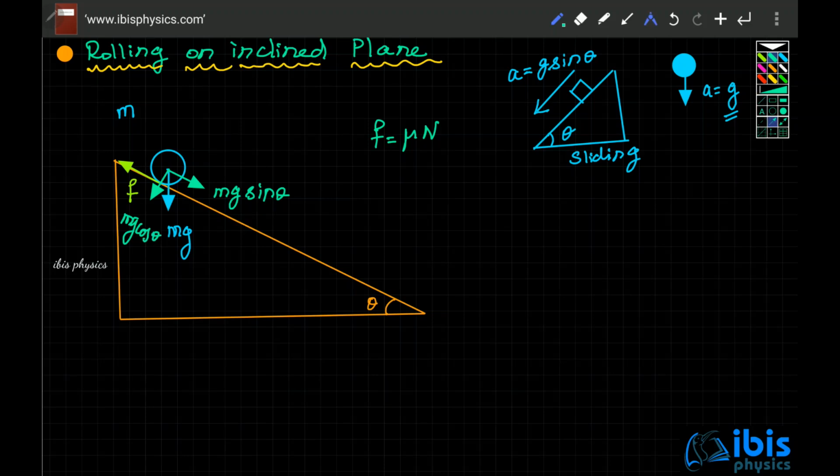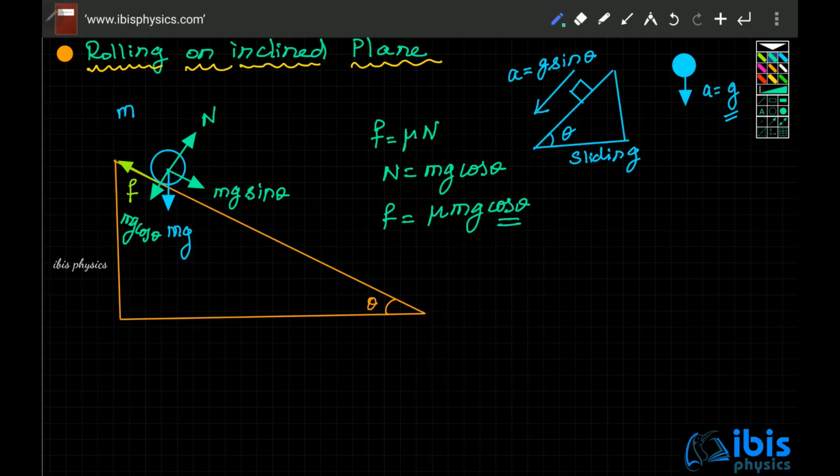We know that the normal reaction is perpendicular to the surfaces in contact, so it will act in this direction. This normal reaction is balanced by mg cos theta, because the object is rolling downwards and, as we assume here, does not exhibit any motion in this direction. The motion happens along the plane. So the normal reaction n is equal to mg cos theta, and hence the frictional force F is equal to mu times the normal reaction, so F equals mu mg cos theta.